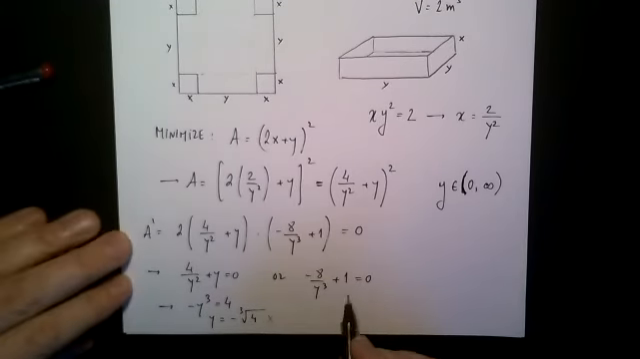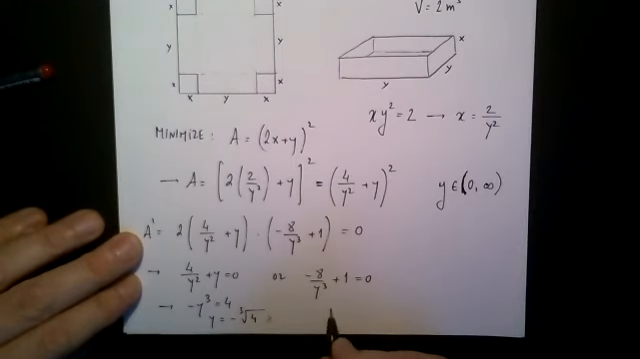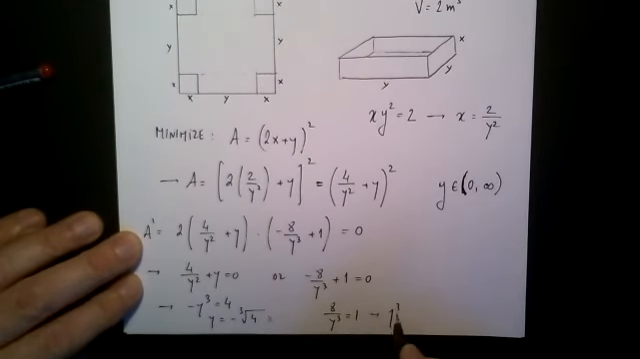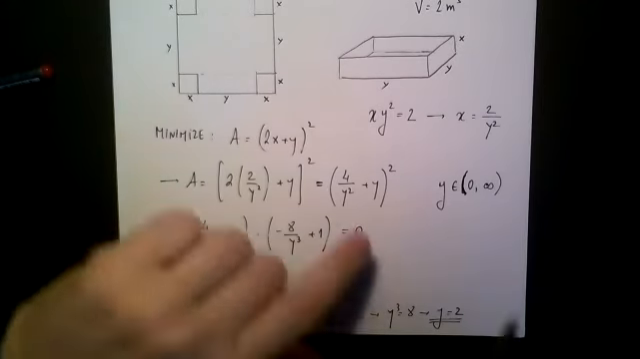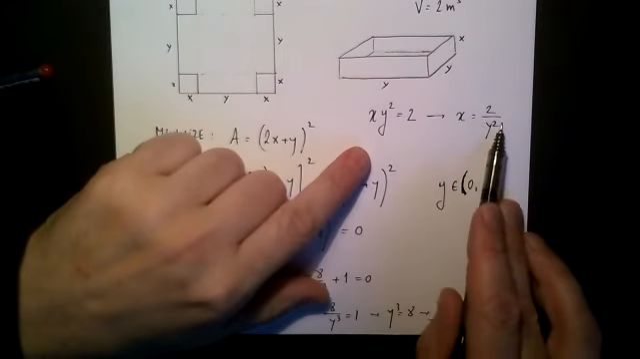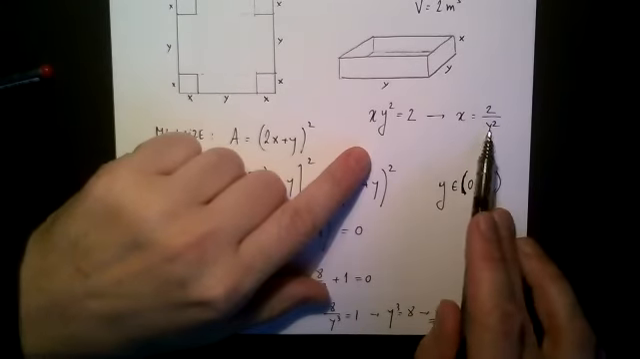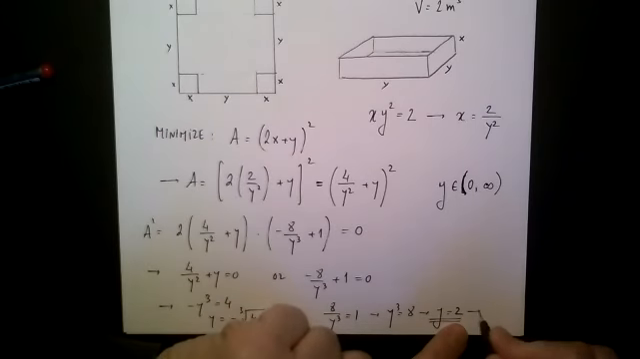And here I'm going to have 8 over y cubed equals 1, so y cubed is equal to 8, and so y is 2. Oh, this makes more sense. Okay, and if y is 2, replace the y by 2, you get 2 over 4, which is a half. And so this means that x is equal to 1/2.